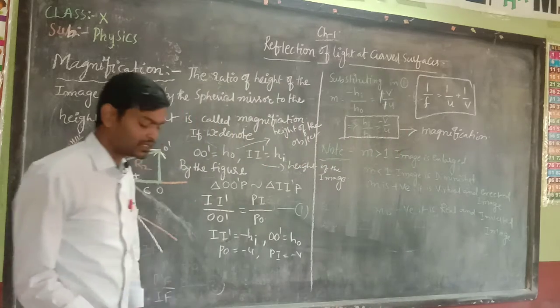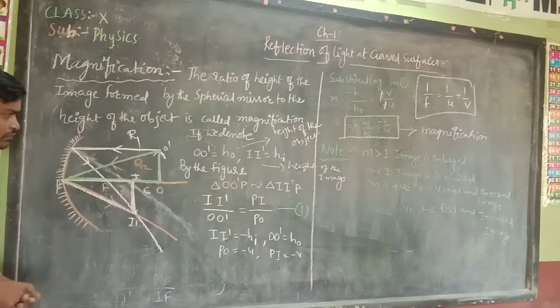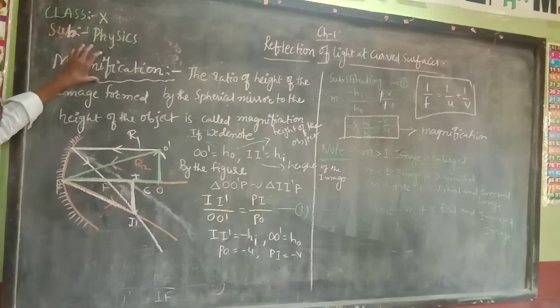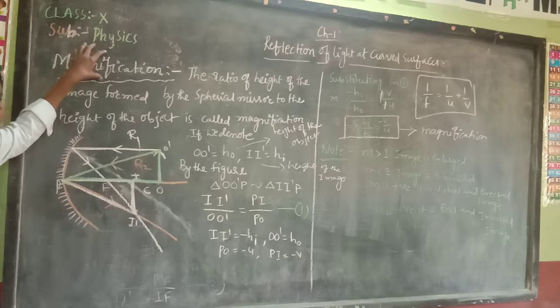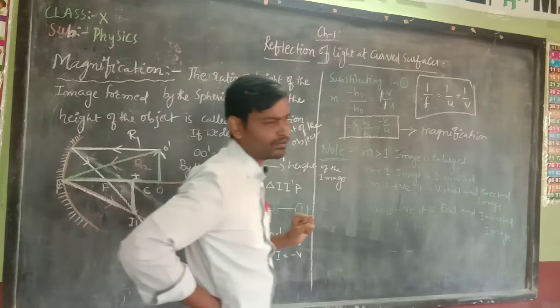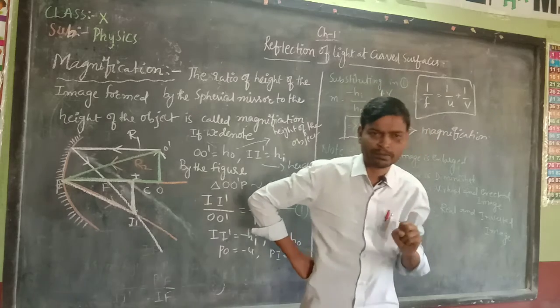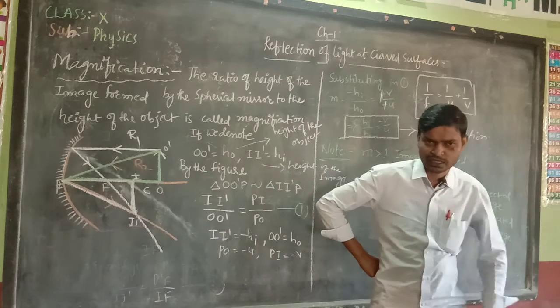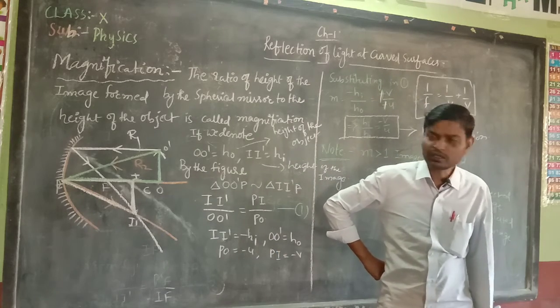So let us revise this topic once again. The next topic is magnification. What is meant by magnification? Magnification is the ratio between the height of the image to the height of the object.